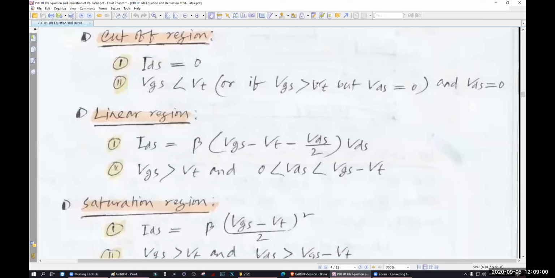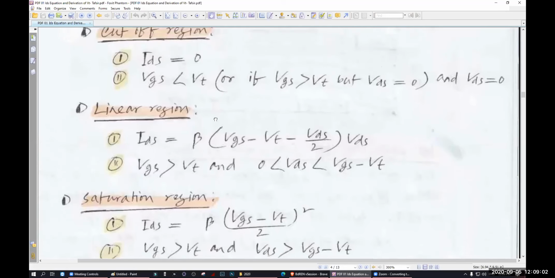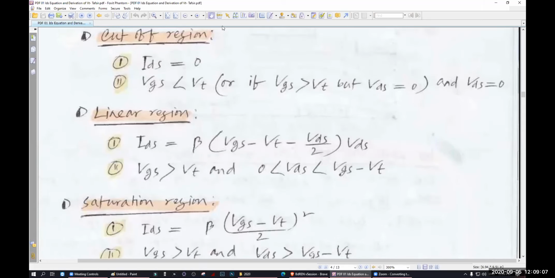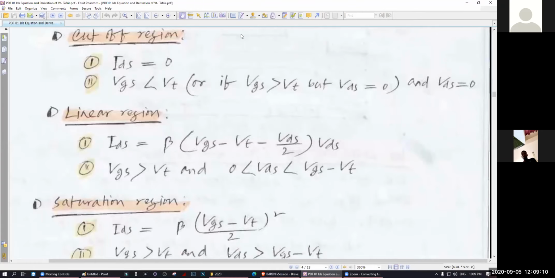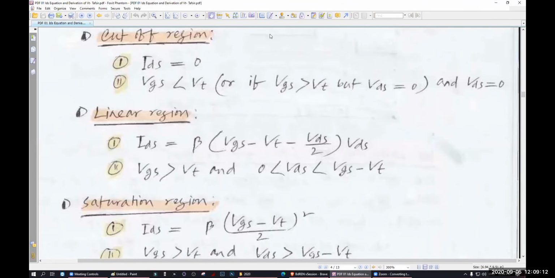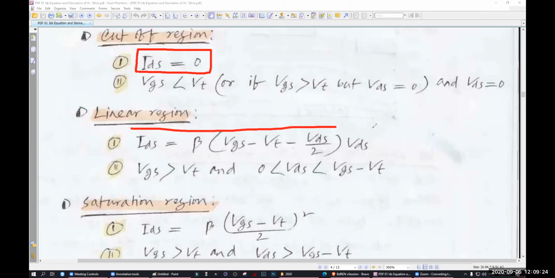So here, these are the three criteria for three regions. You have the cutoff region. When the cutoff is there, the equation is simply IDS is equal to 0. When this is linear, your equation is IDS is equal to beta times (VGS minus VT minus VDS by 2) into VDS.